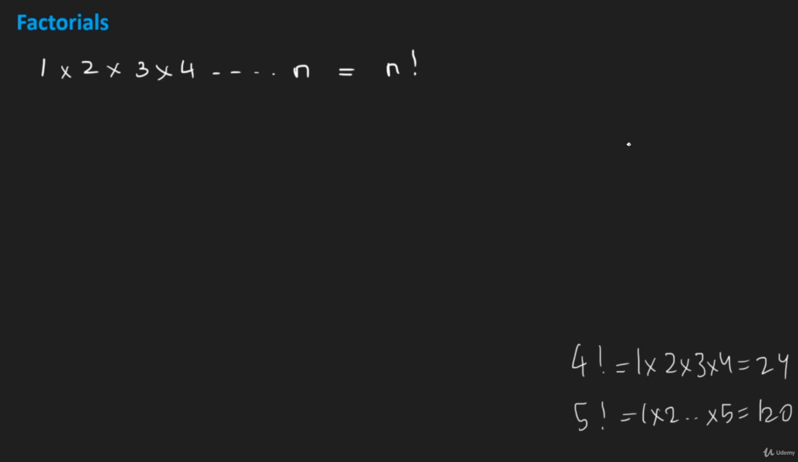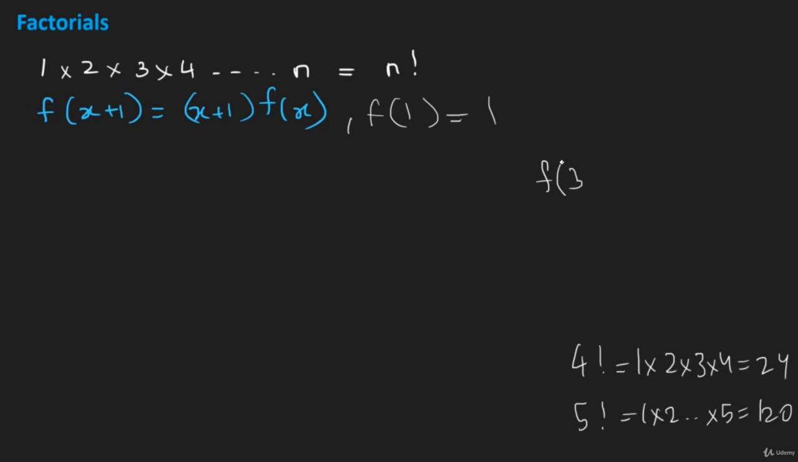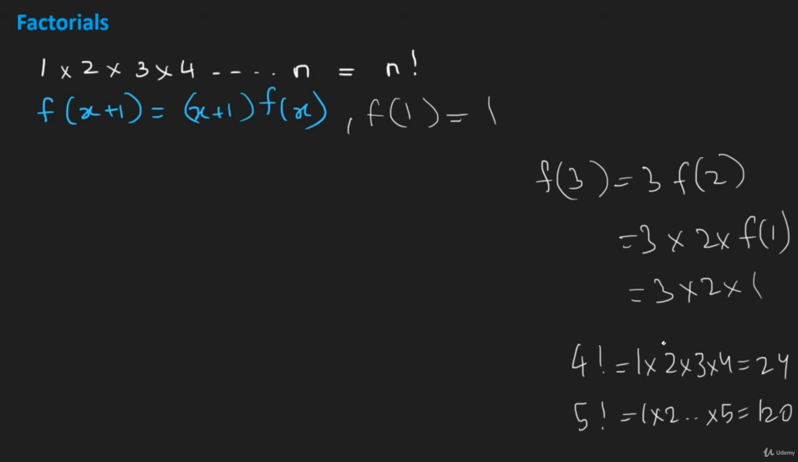Alright, now what are the different ways in which you can express factorials? You could write it as f of x plus 1 is equal to x plus 1 into f of x, right? And say it's given f of 1 is equal to 1. In that case, this is nothing but factorial. Let's try to take f of 3. F of 3 would be 3 into f of 2, right? And what is f of 2 as per this? It would be 2 into f of 1, and we know f of 1 is given as 1, so this is 3 into 2 into 1, which is nothing but 3 factorial.